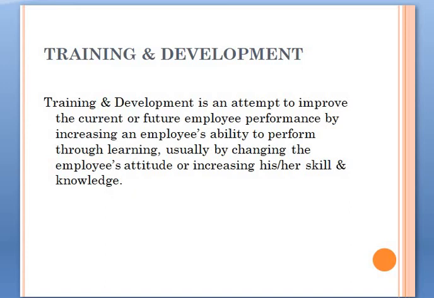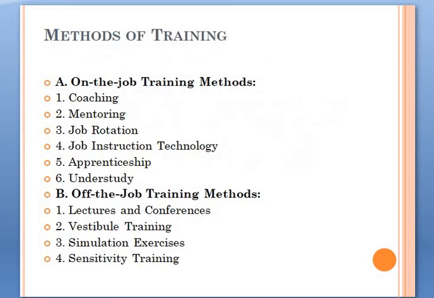This training and development is divided into two parts, or classified as on-job training method and off-job training method. The on-job training method, as the word itself says, means on the job. That means the training is provided along with the job only. The employee is involved in his job, that is, he is doing the job, and along with that he is being provided coaching.